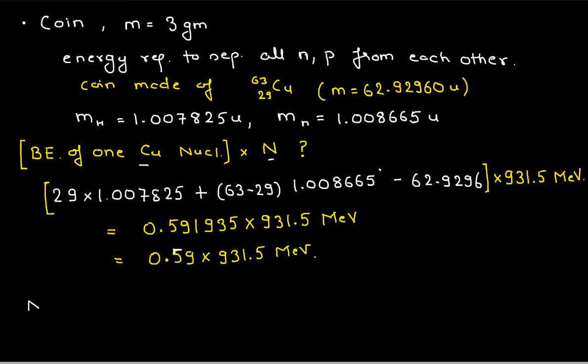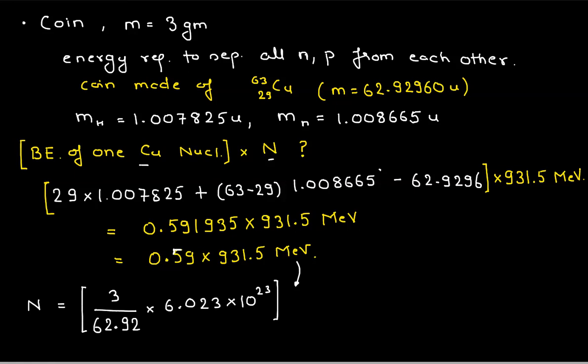So how many nuclei will there be? The number of nuclei will be equal to the number of atoms. Every atom has a nucleus, just like every galaxy has a massive black hole at the center. So 3 divided by 62.92, this is the number of moles, isn't it? That into Avogadro number, 6.023 into 10 raised to the power 23. This number you have to multiply with this to find the amount of energy required.